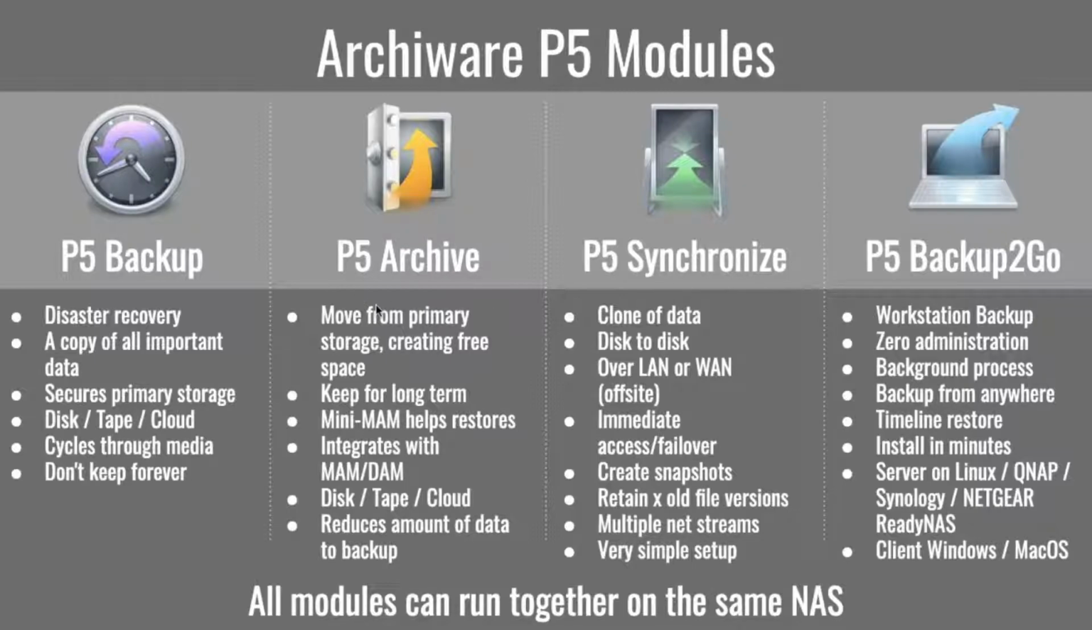P5 Archive is all about moving data from your primary storage, which could well be the storage on your NAS device, on your QNAP, so that doesn't need to fill up. You can have a controlled workflow where you migrate and move data to a different kind of storage. And today we're going to be looking specifically at how you can use a QNAP with tape storage to migrate data away into an archive off of the QNAP.